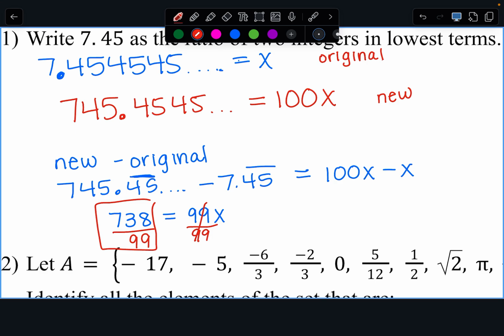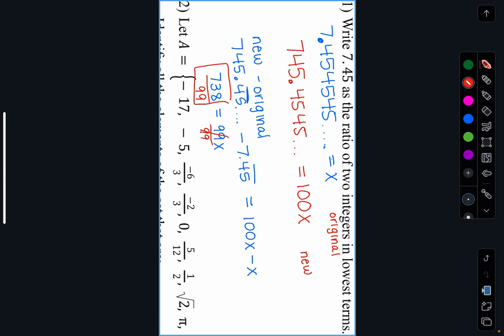So to do repeating decimals, you're assuming that that repeated decimal is equal to x. You're going to multiply both sides by 100 and create a new equation. And then you do new minus original to finish solving. Now this is the hardest of them to convert.